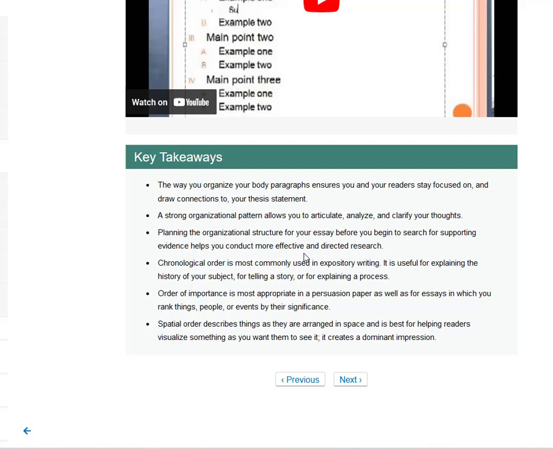Spatial order describes things as they are arranged in space, and is best for helping readers visualize something as you want them to see it. It creates a dominant impression.